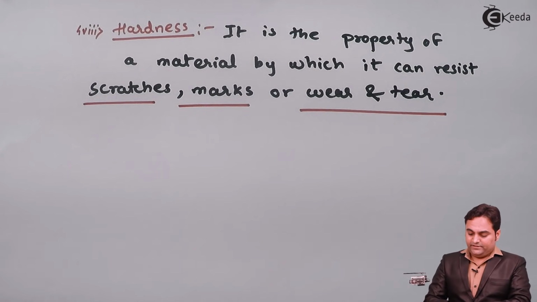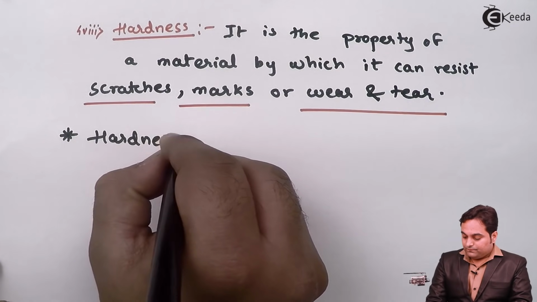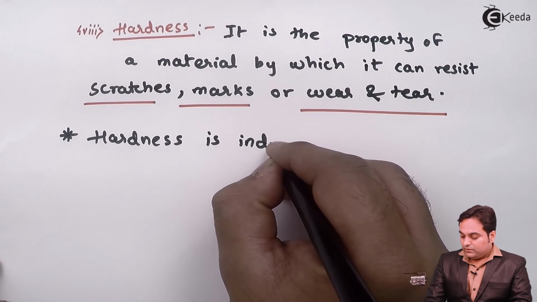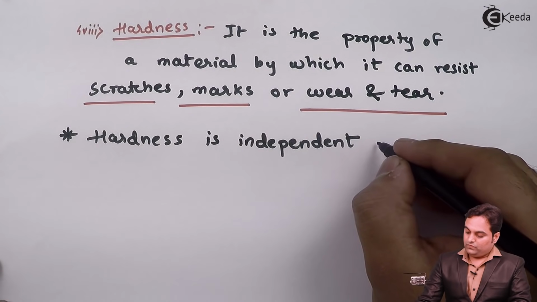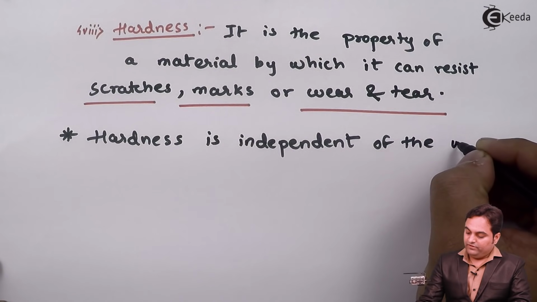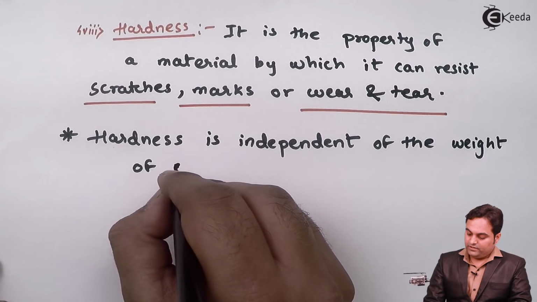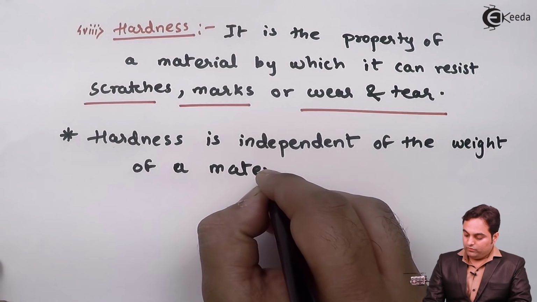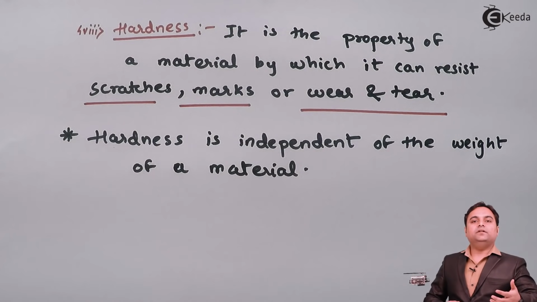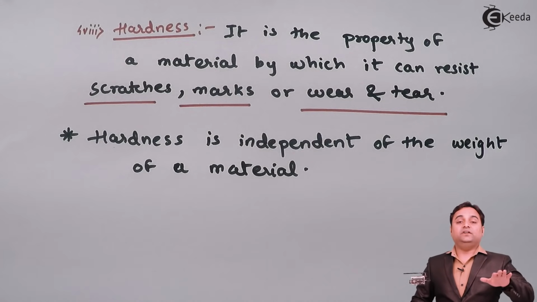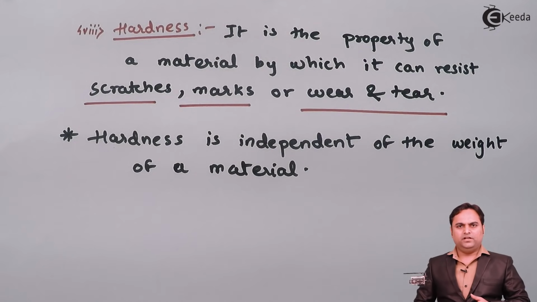Hardness is independent, I'll mention here, hardness is independent of the weight of a material. So we cannot say that if a certain material is heavy, it means it will be hard. If a material is light, then the hardness will be less. We cannot say this because hardness is independent of the weight of the material.